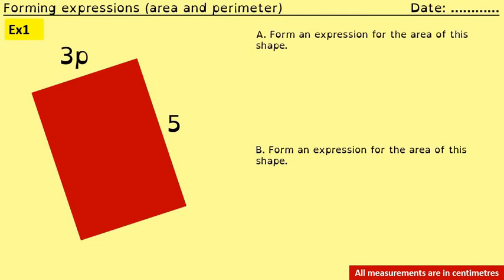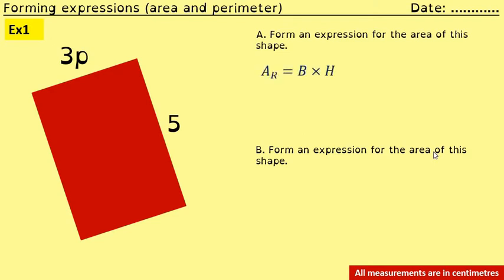So we'll first look at some rectangles, and this is example 1, which you should copy down. So I've got a rectangle here with side length 3p and side length 5, and all measurements in this lesson are in centimetres, and I haven't written centimetres on any of them. And our first question is to form an expression for the area of the shape, and then we will form an expression for the perimeter.